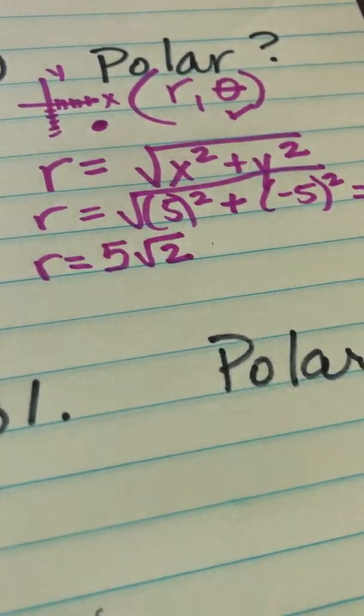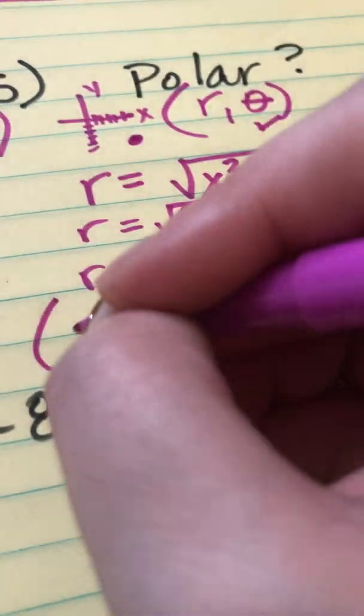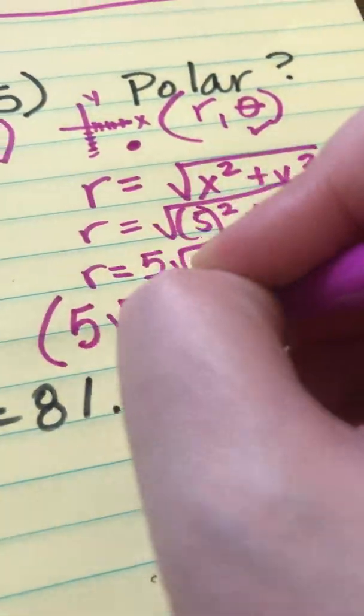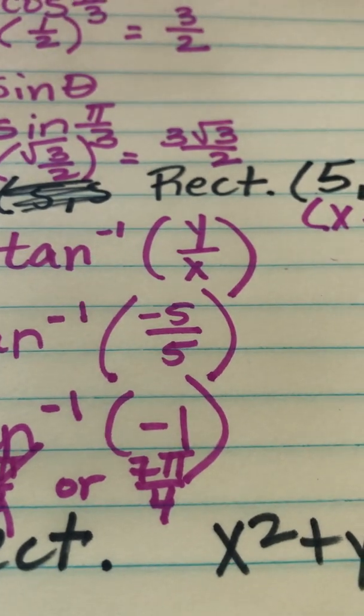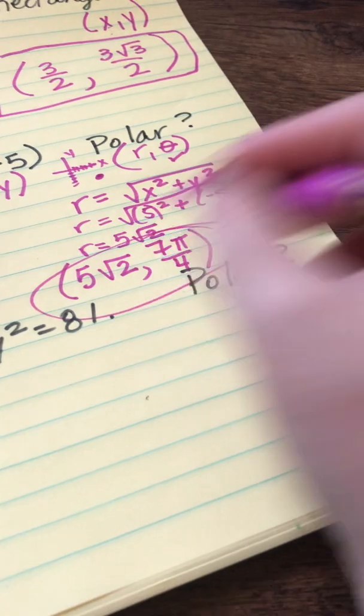Okay, the question was, what are the polar coordinates, r comma theta? Well, we just found r, 5 square root 2. We just found theta, 7 pi over 4. Hot darn, woo! Let's do another one.